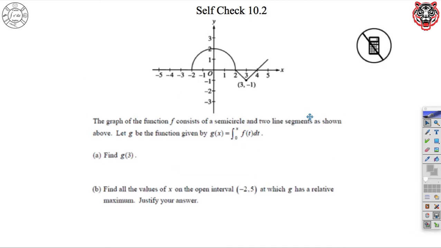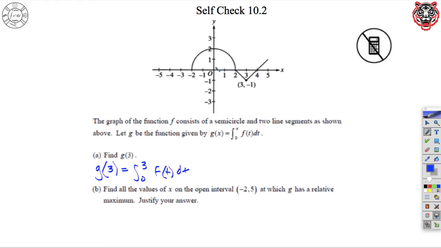All right, moving on to self-check 10.2. So we have just finding g of 3. G of 3 means I'm plugging in 3, so let's write that out. G of 3 is going to be the integral between 0 and 3 of f of t dt. And eventually we're going to need to find all of the area of each of these segments. So we might as well just do that now.